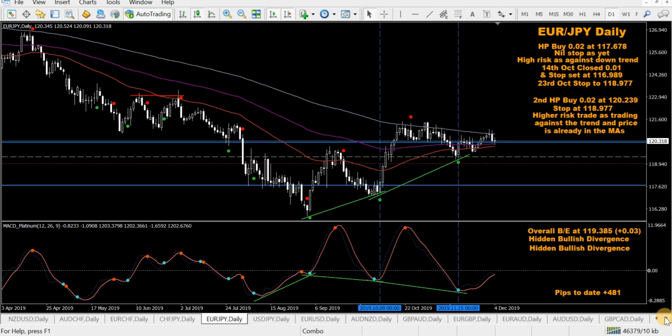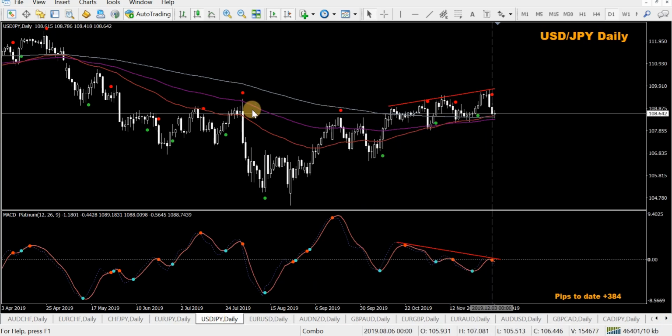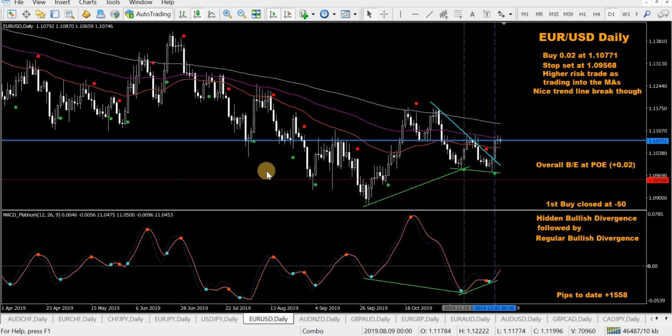Let's have a look. USD Japanese yen. It's been a tough one to trade the last couple of weeks. I do like trading this pair. There was a valid sell signal today. I didn't take it. Price is right on the MAs. The MACD Platinum's right on the zero level. There is regular bearish divergence, but it could drop and make 1,000 pips. So be it. I miss out. It's just another one of those things that just happen. It's trading.